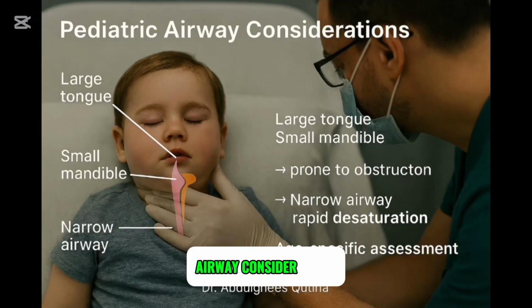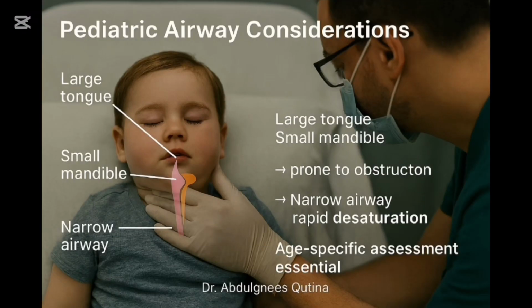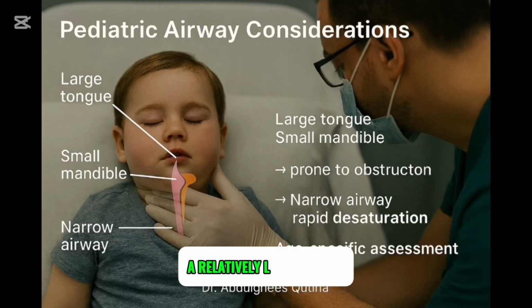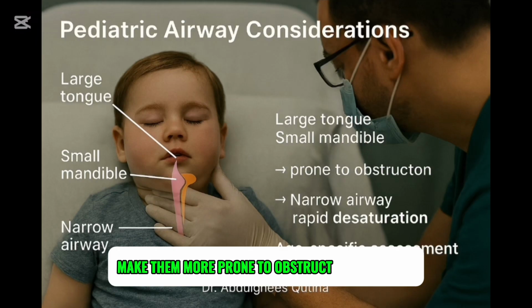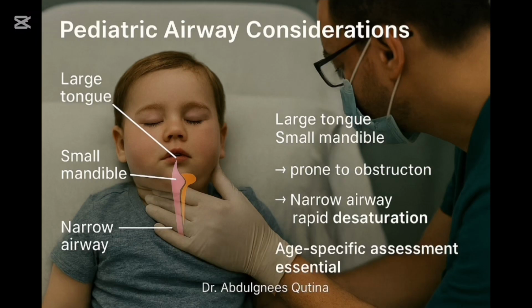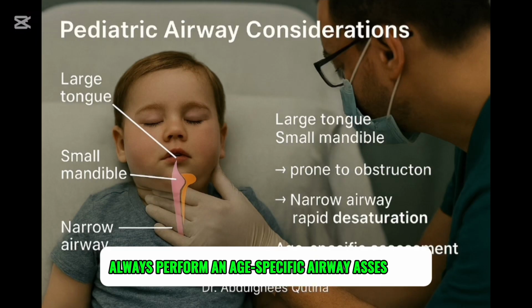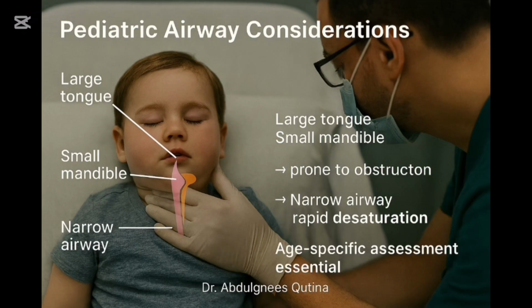Pediatric airway considerations. Pediatric patients have unique airway anatomy. A relatively large tongue, small mandible, and narrow airway make them more prone to obstruction and rapid desaturation. Always perform an age-specific airway assessment and prepare appropriately.